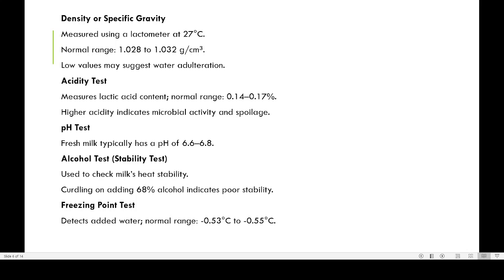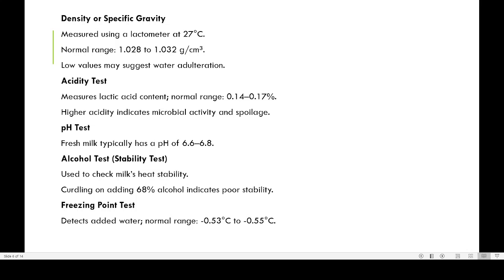Higher acidity indicates microbial activity. When the amount of acid in the milk increases, the taste of the milk will become more sour, more acidic. Slight sourness will be there, and that indicates that microorganisms or bacteria have been multiplying in the milk. Then another indicator is the pH. Fresh milk has a pH of 6.6 to 6.8, slightly lower than the normal pH.